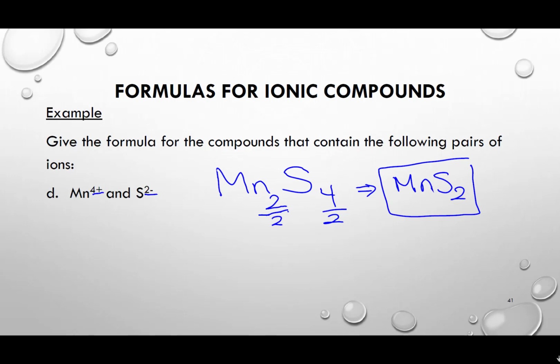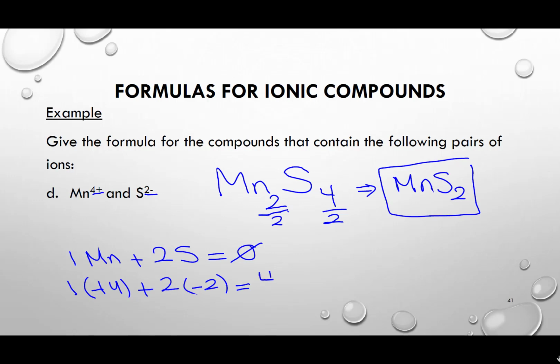Then you want to double check it. This compound consists of 1 manganese and 2 sulfur, and the sum of the charges for an ionic compound is 0. What's the charge on manganese? You're told it's +4. What's the charge on sulfur? It's in group 6, it's a non-metal, so it's -2. And then look, 4 minus 4 is 0. Then you've done a good job.